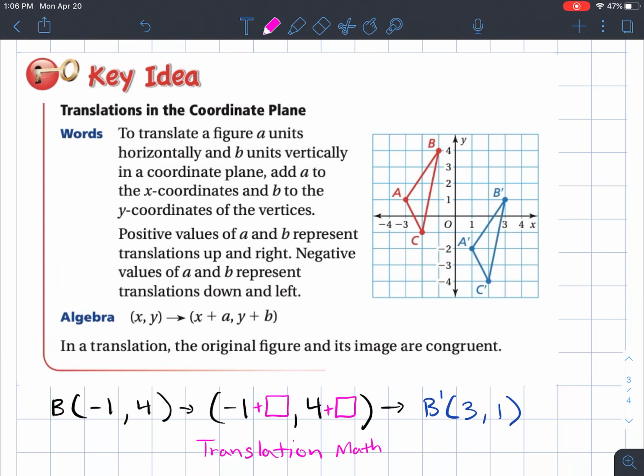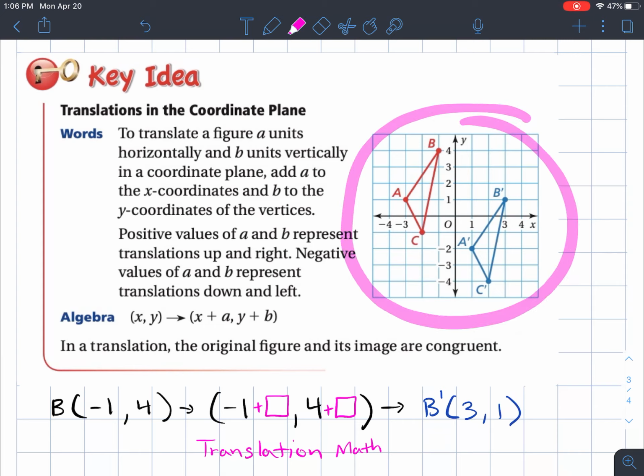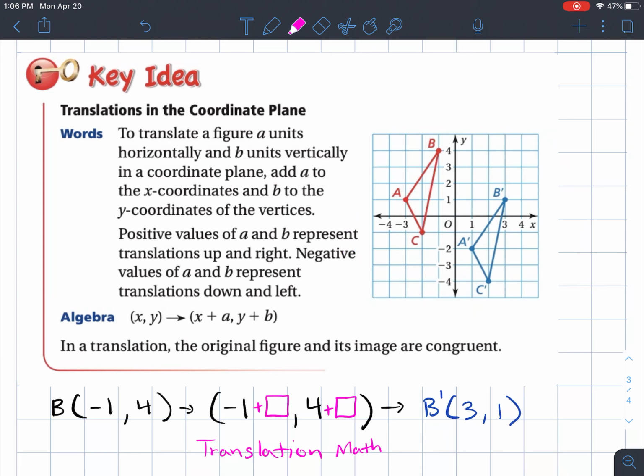So here's a key idea. When you're making translations onto a coordinate plane, remember, the coordinate plane is just the x-axis and the y-axis on a grid. To translate a figure, we're going to give it a certain amount of units to describe its translation. So A units horizontally. Horizontally has to do with which axis? The x. So the A in this case is going to tell you how we're going to move it along the x-axis.